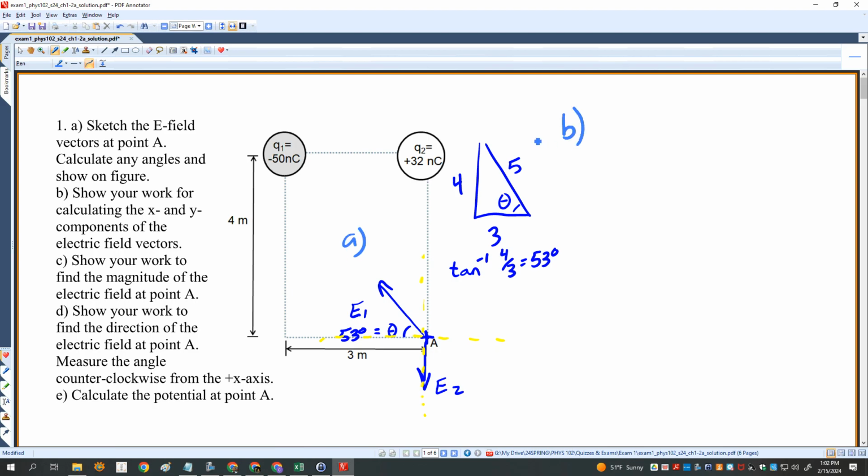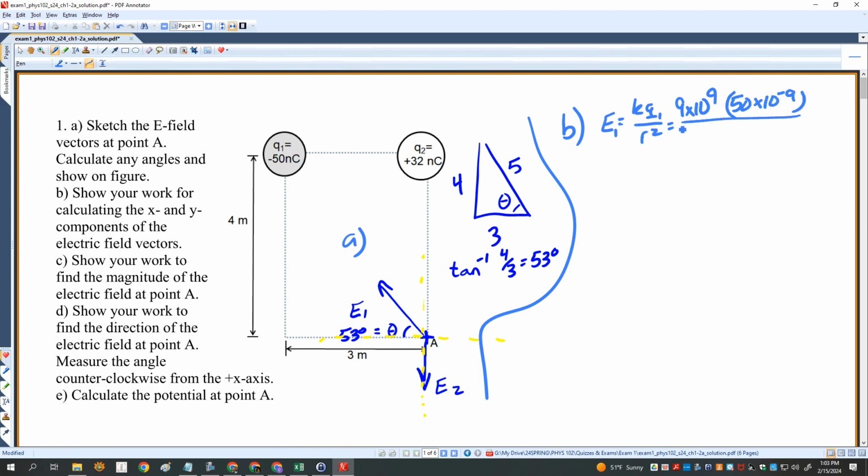For part B, first you want to find what are the magnitudes of E1 and E2. E1 is going to be kq over r squared. It's going to be 9 times 10 to the ninth times q, which is 50 times 10 to the minus 9, divided by that distance. It's a 3, 4, 5 triangle, so that's 5 squared. I can get some cancellations here. 25 divides into 50 twice, so that gives me 18 newtons per coulomb, or volts per meter, either would be correct.